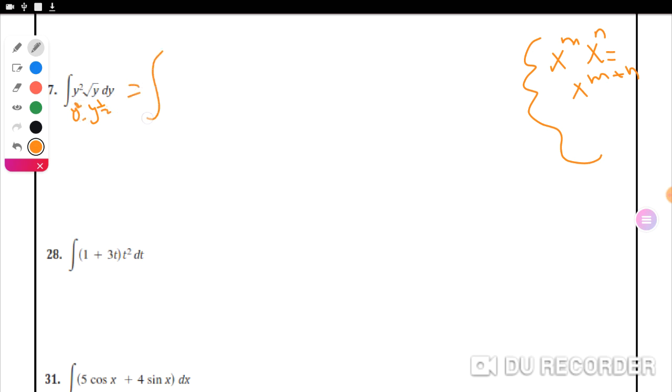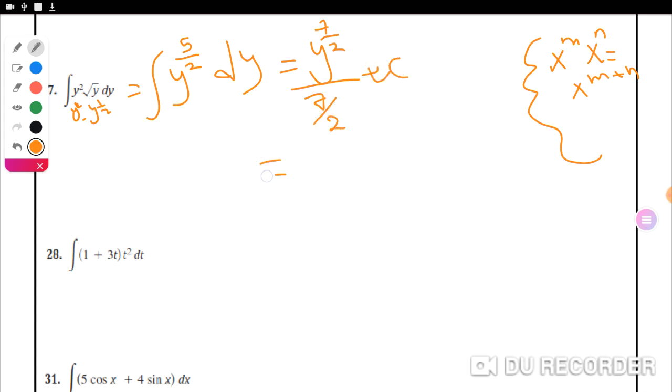The result will be y to the power 2 plus half. Use your calculator, it will be 5 over 2, 2 and a half, dy. Now this function is ready to apply the integration, which will be y to power add 1, it will be 7 over 2, divide by 7 over 2, plus c. Then simplify, it will be what? 2 over 7. Divide by any fraction means multiply by its reciprocal. y to power 7 over 2 plus c.